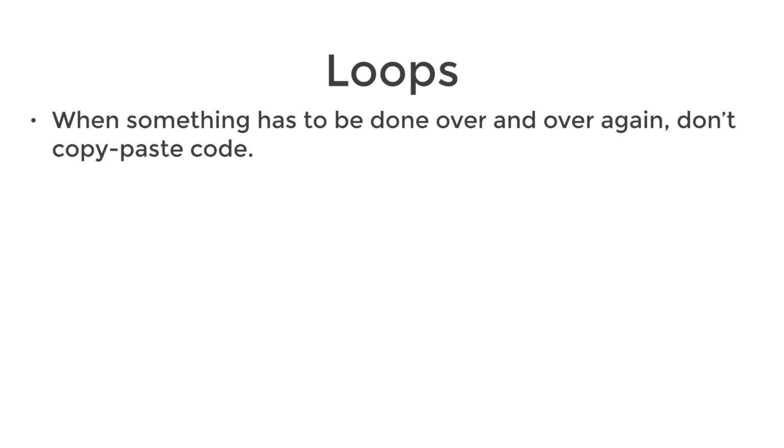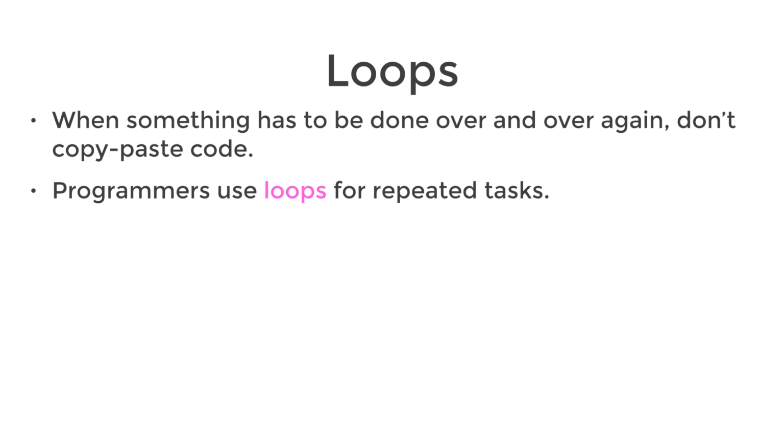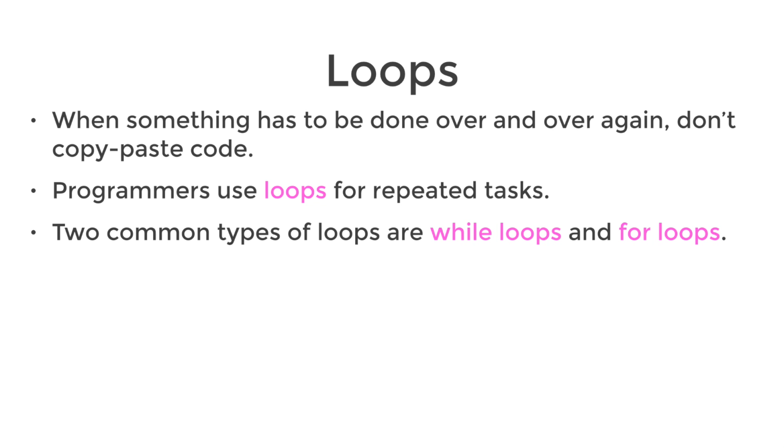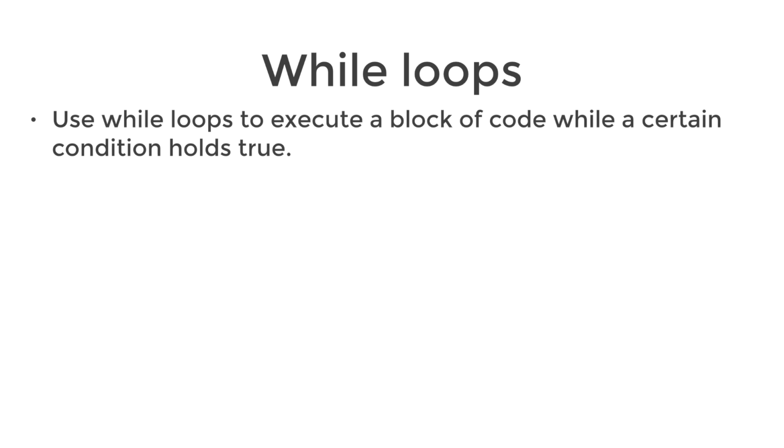When something has to be done repeatedly, we don't copy-paste our code. Instead, we use something called loops. And loops come in two flavors. There are while loops and there are for loops. We use a while loop when we want to execute a block of code while a certain condition holds true.